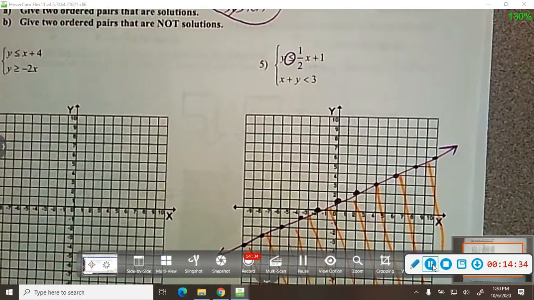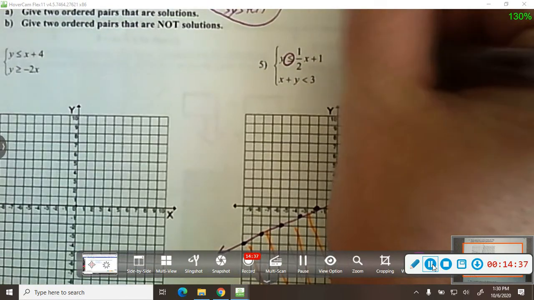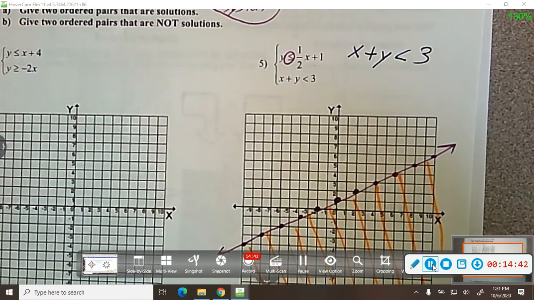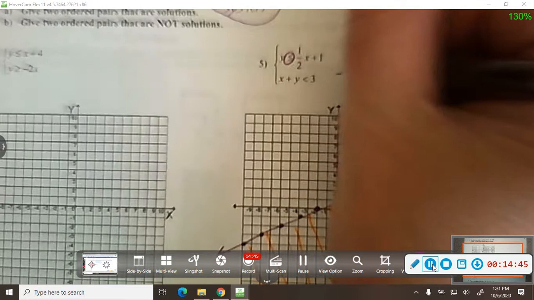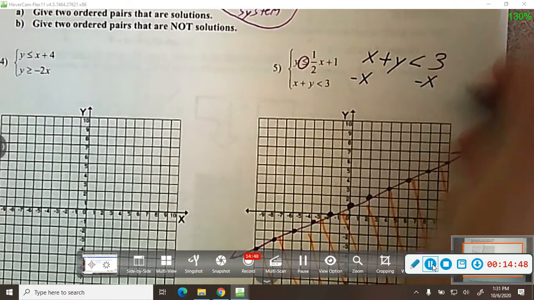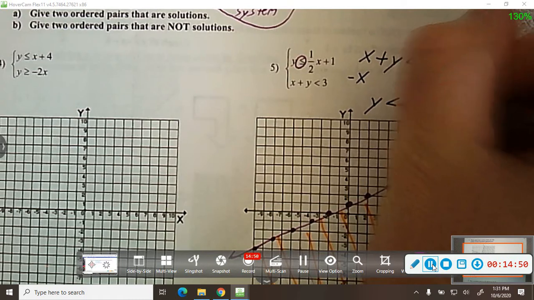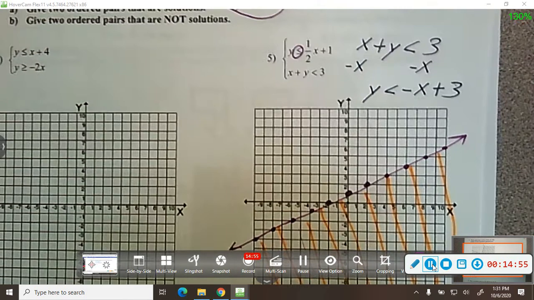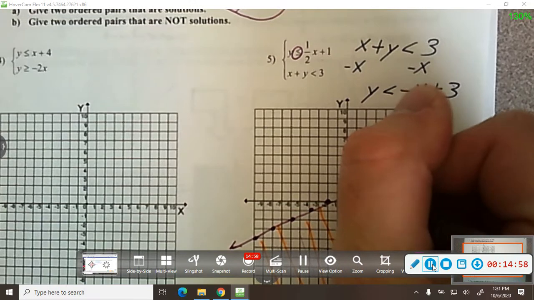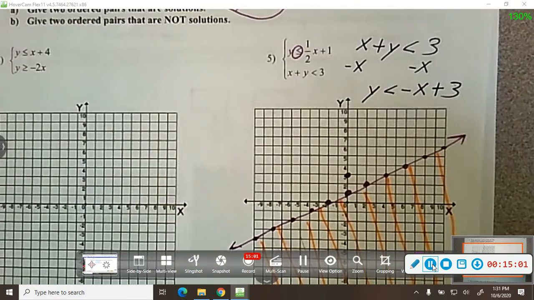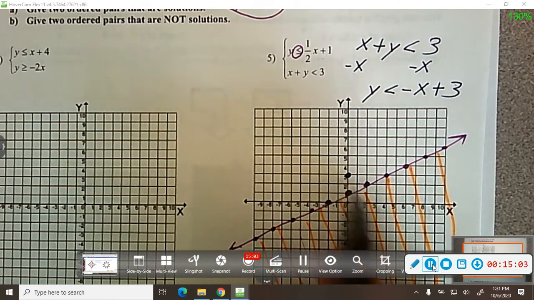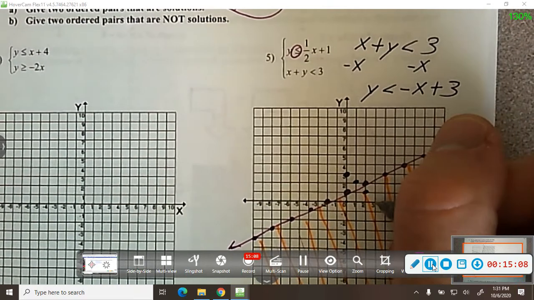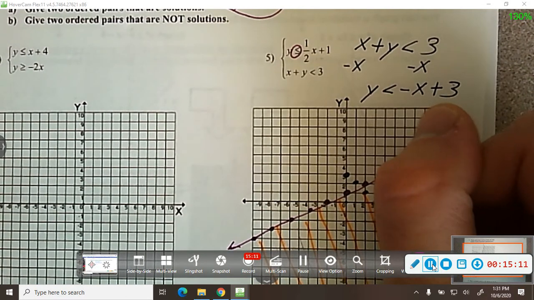Other one, x plus y is less than 3. We need to isolate for the y. Not too bad. We just subtract x from both sides. And I get y is less than negative x plus 3. So I'm going to start at 3 this time. And negative x just means go diagonal to diagonal, corner to corner, negative 1 over 1. And I'm going to continue to do that pattern.